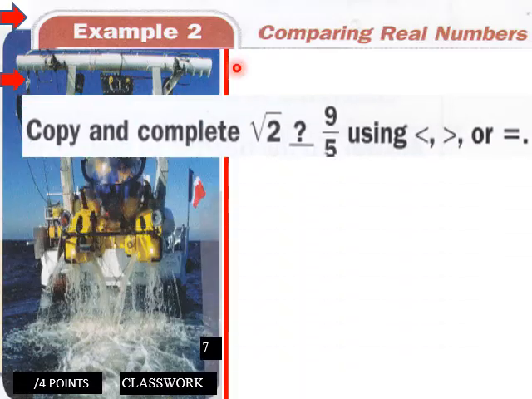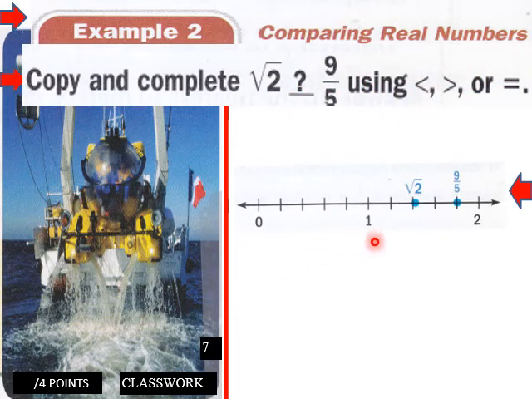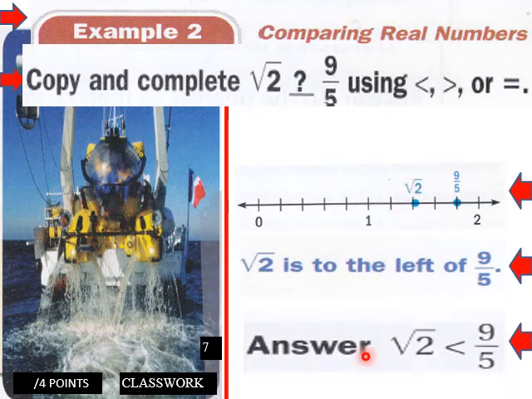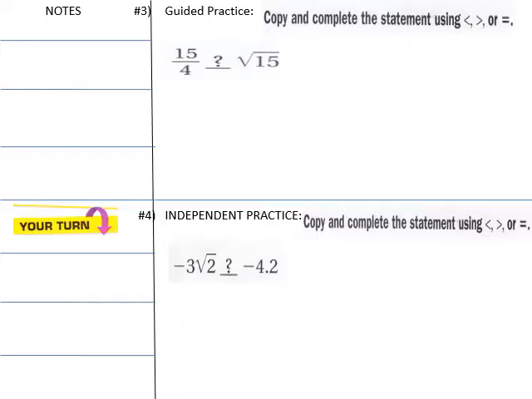Okay, let's get into another example here. Example 2, copy and complete. Square root of 2 is what to 9 over 5 using these symbols here. Here they are in a number line. Square root of 2, 9 over 5. So square root of 2 is to the left of 9 over 5. What does that mean? It means that square root of 2 is less than 9 over 5. Okay, copy and complete using these inequality symbols, or you have an equal sign here as well.